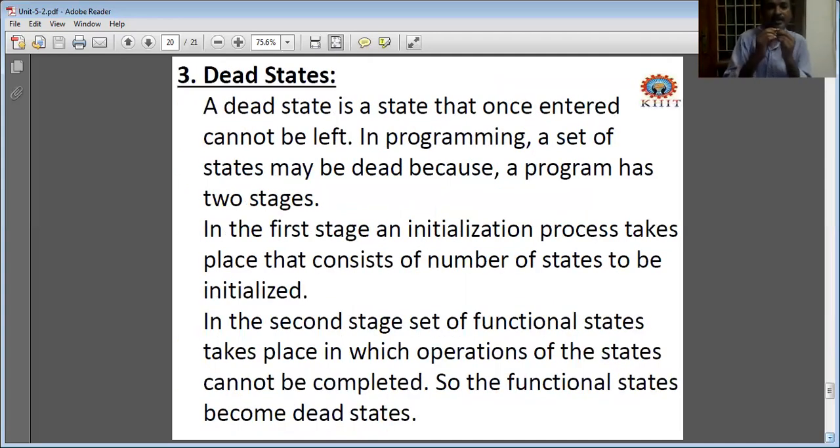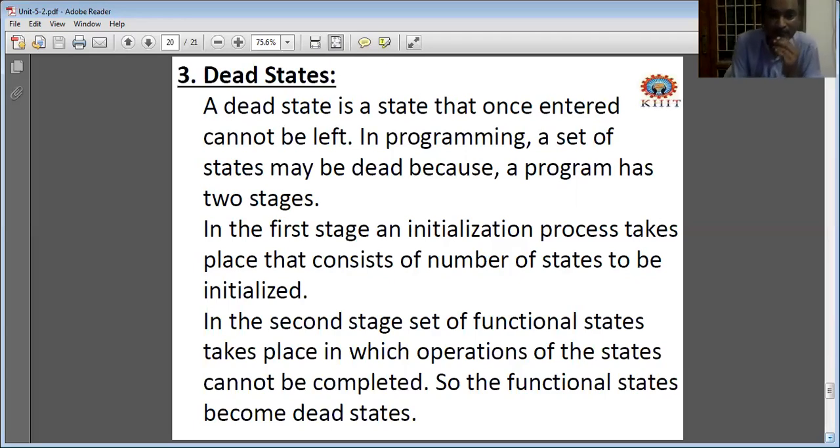Next, dead states. A dead state is a state that, once entered, cannot be left. In programming, a set of states may be dead states because a program has two stages. In the first stage, an initialization process takes place that consists of a number of states to be initialized. In the second stage, a set of functional states takes place in which operations of the states cannot be completed. So the functional state becomes a dead state.